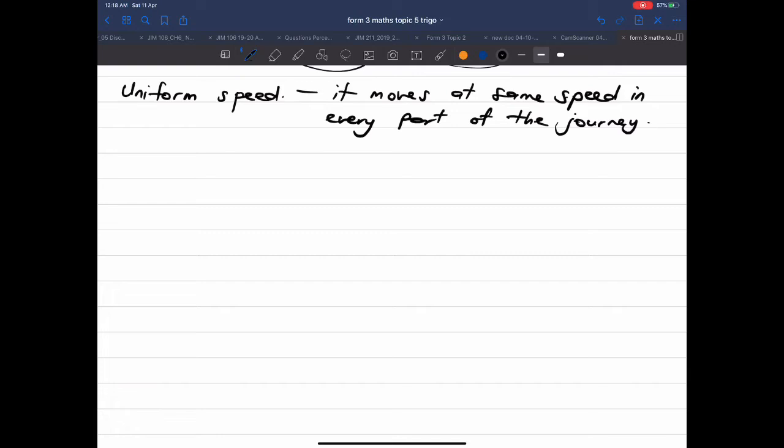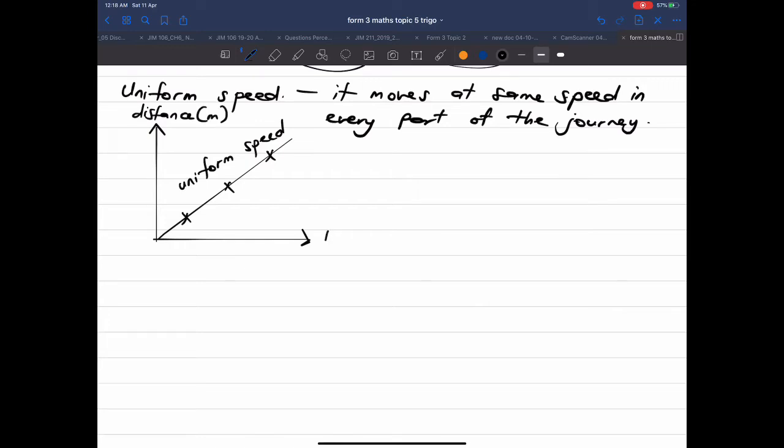Okay, so which means in the graph, I'll just sketch the graph. In the graph, all these are the uniform speed. Okay, this is the uniform speed, where this is the distance in meter and this is the time in second.